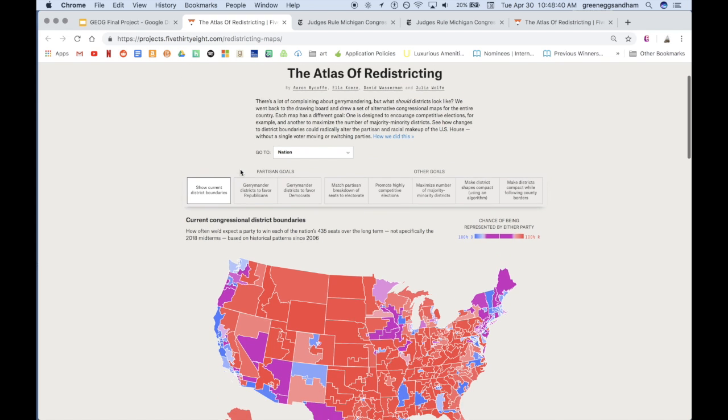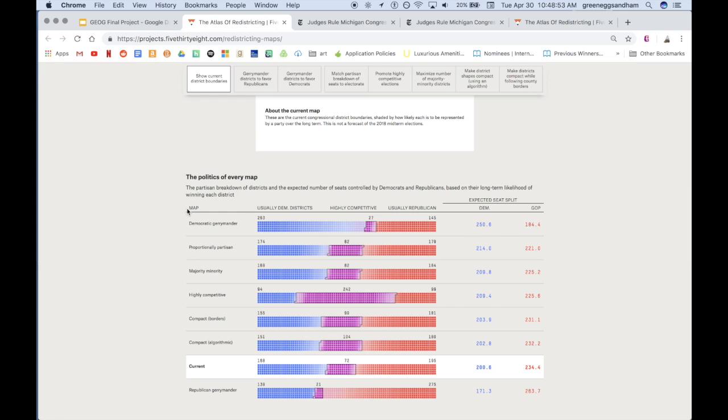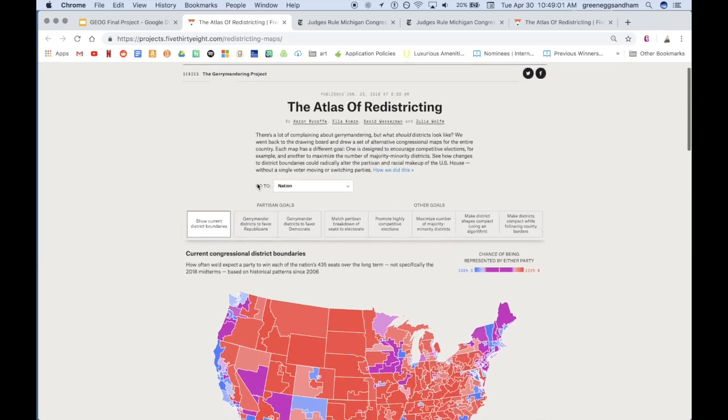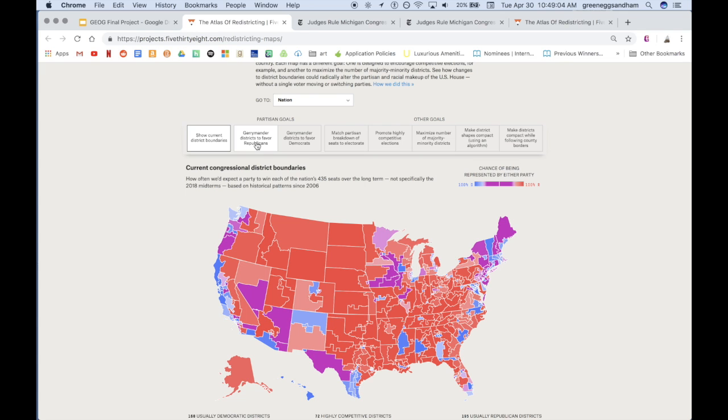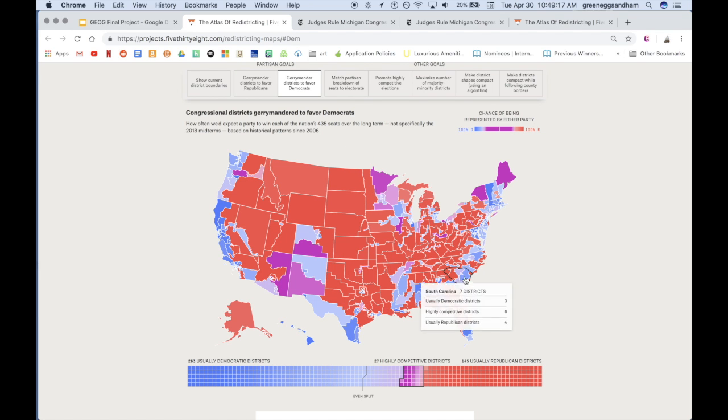website. So essentially, they have this map right here, and it shows the current congressional district boundaries. So we can see here Georgia is predominantly a red or Republican state. And so it goes into more details on how the seats are split up and all of that sort of thing. And then the rankings. They also include other maps of how it could look, such as partisan goals, which favor Republicans, making this more red everywhere, like Georgia, even though it already is, or more Democratic, so more blue everywhere.